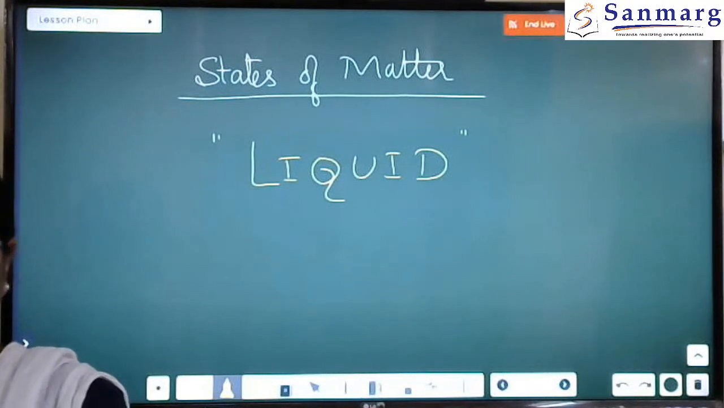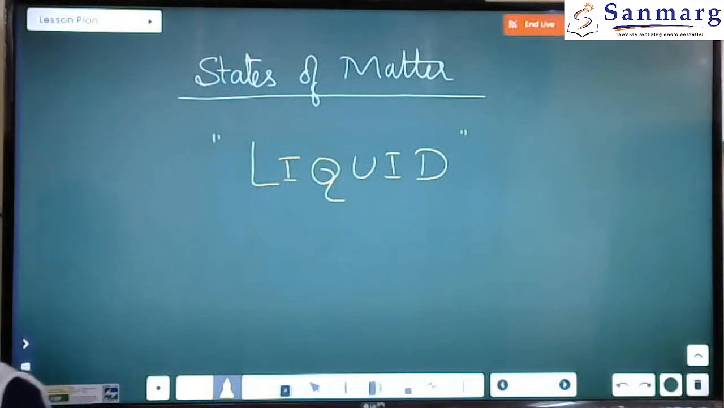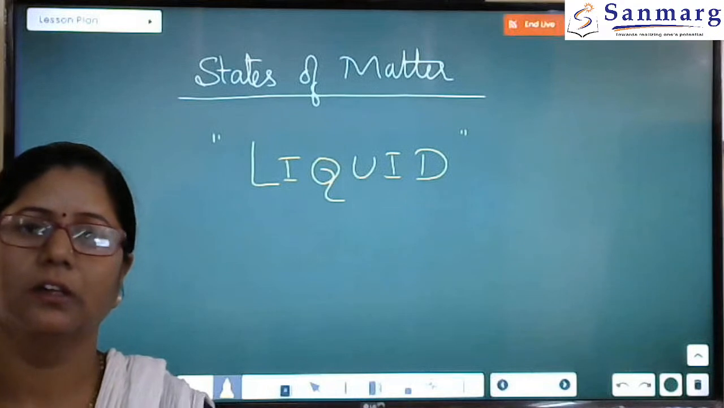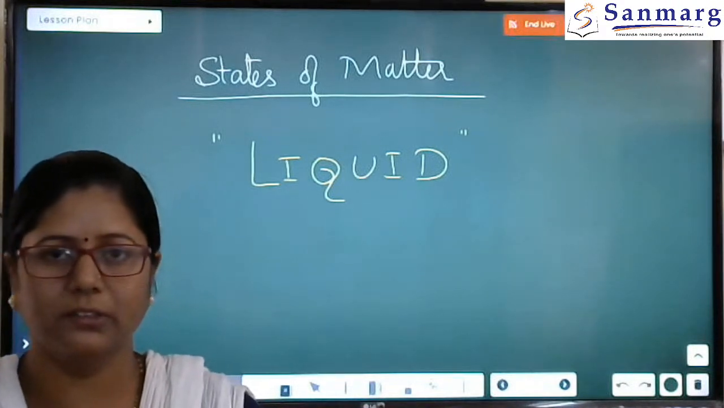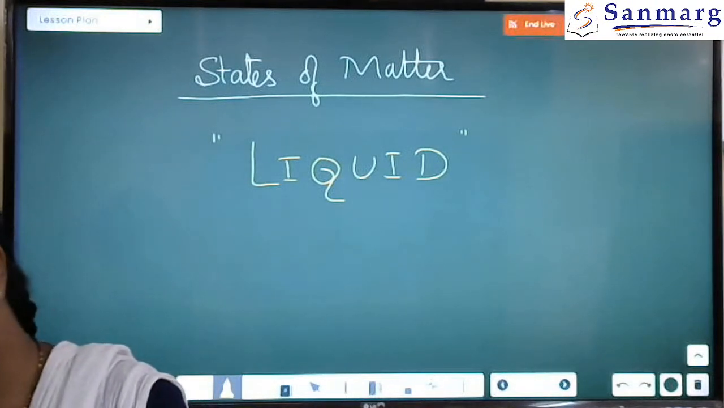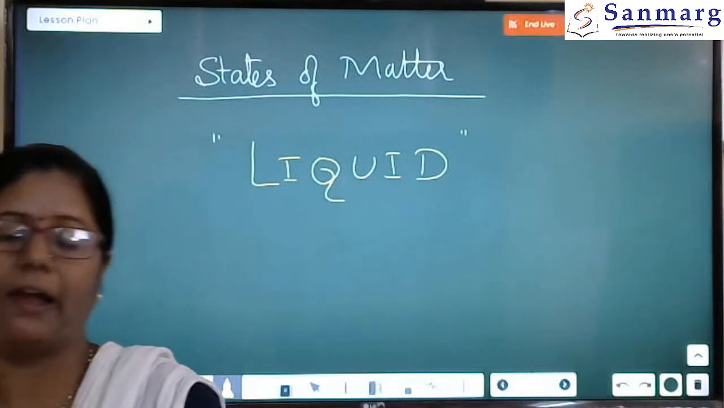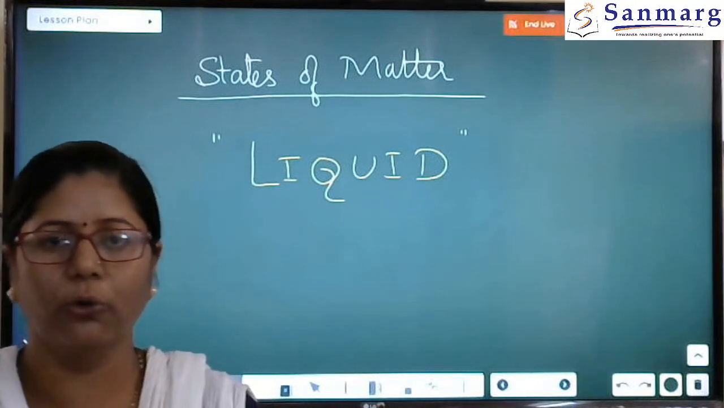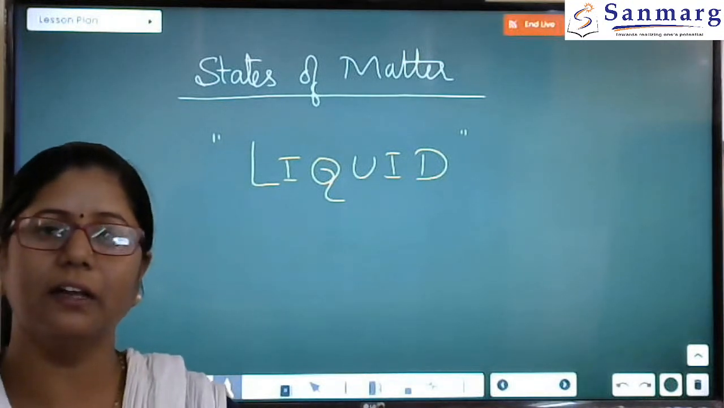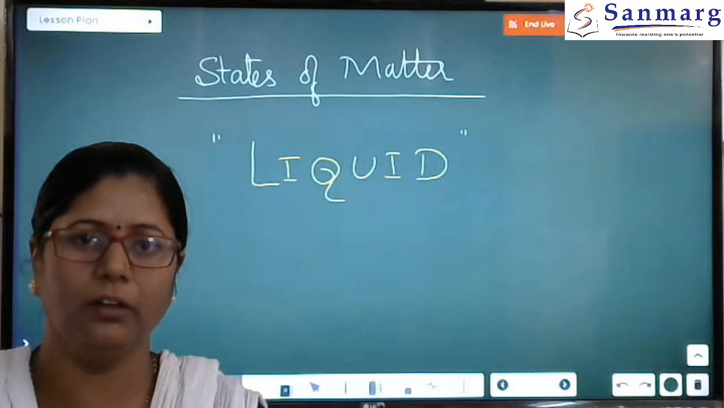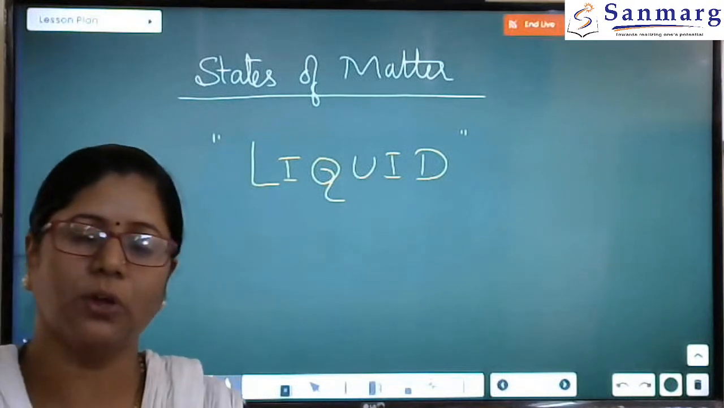Okay, so today we are going to discuss liquids in states of matter. We have already completed the gaseous state. In the gaseous state, you have studied that there are 11 elements which exist in gaseous state: the noble gases, hydrogen, oxygen, nitrogen, fluorine, chlorine. So altogether there are 11 elements which exist in gaseous state, 2 liquids, and all the rest are solids.